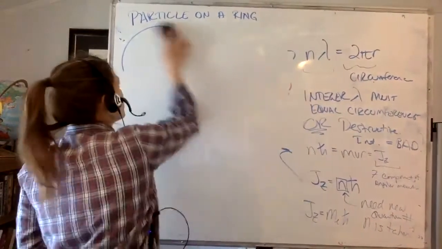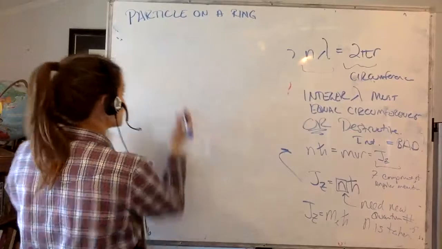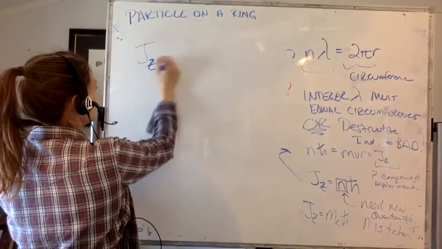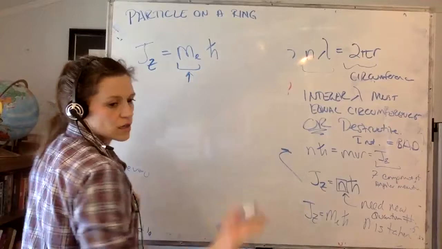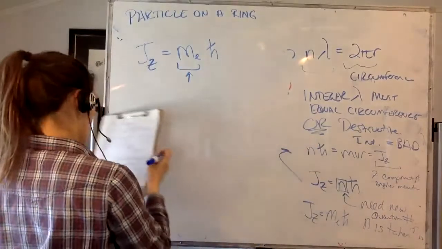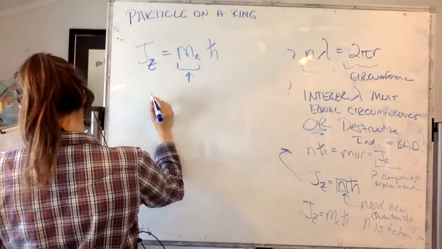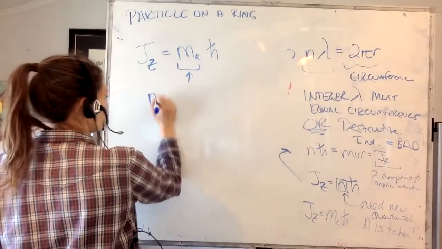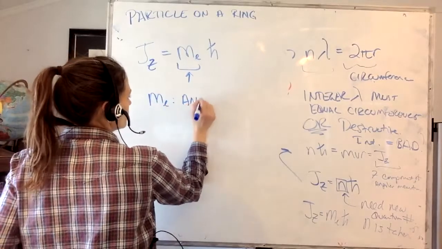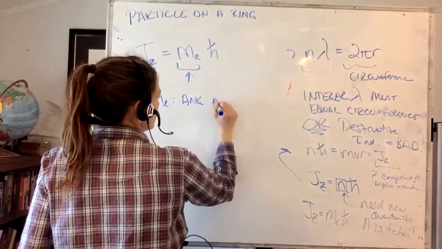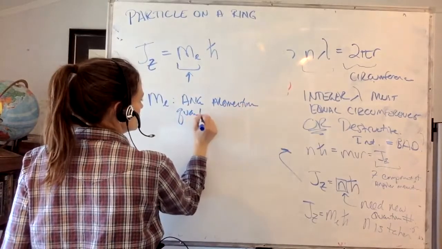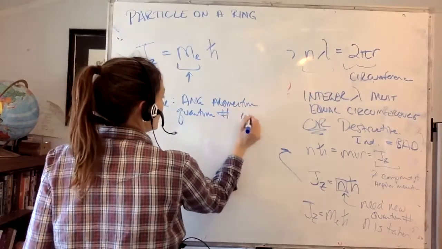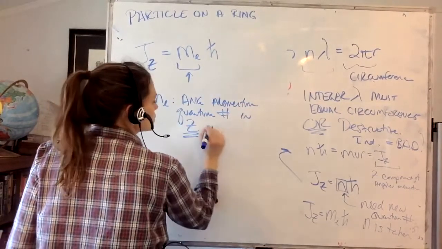Okay, so we know that our j sub z, angular momentum in the z direction, is m sub l h bar, where this is our quantum number. So m sub l is our angular momentum quantum number in the z direction.